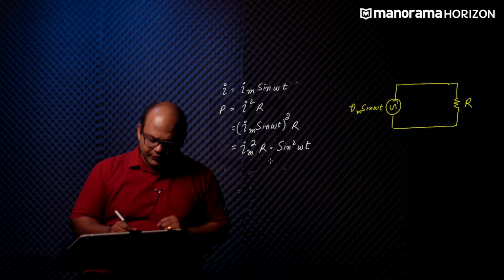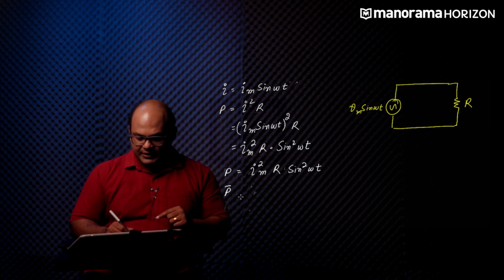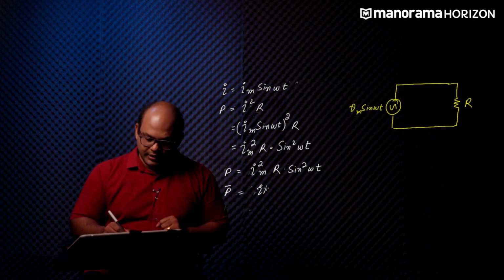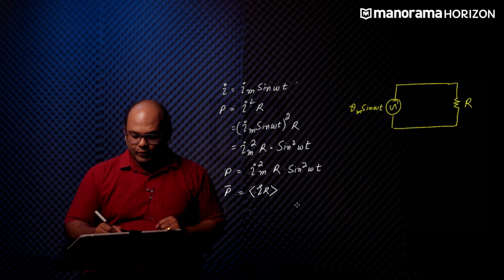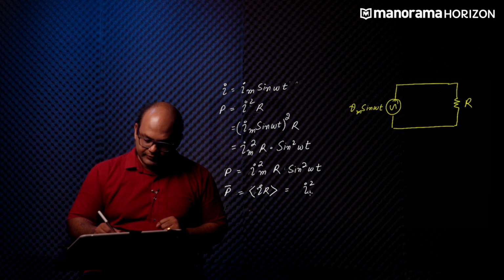Let's see. So here we have P given as Im squared times R sine square omega t. So we have average power, that is P bar, is equal to the average power over a given closed cycle, that is denoted by these square brackets, and this is equal to the average power dissipated across the resistor due to the current Im.